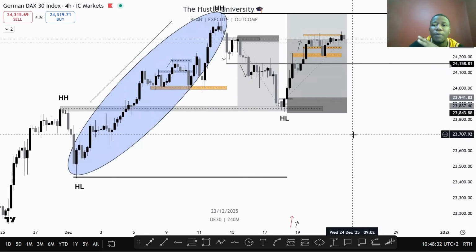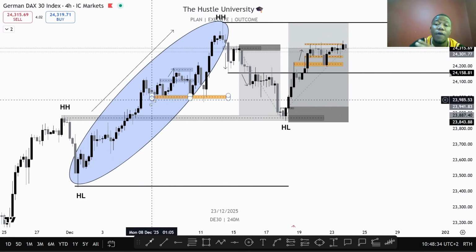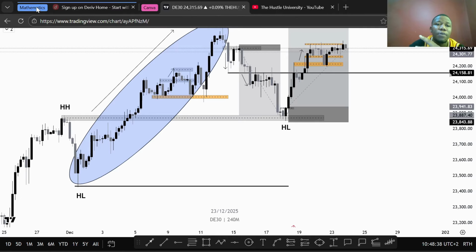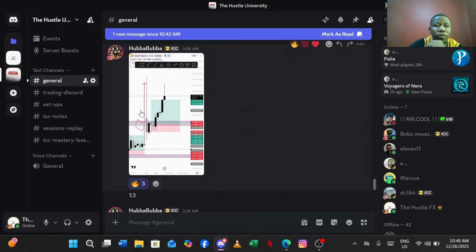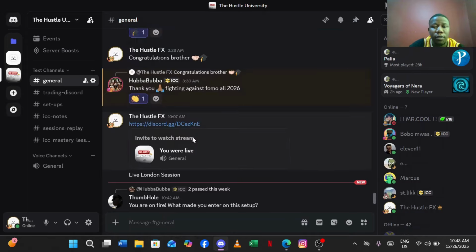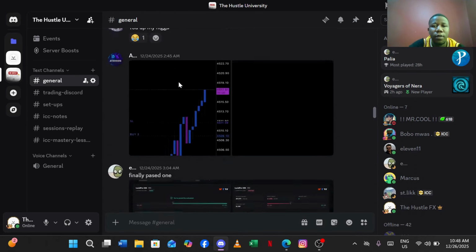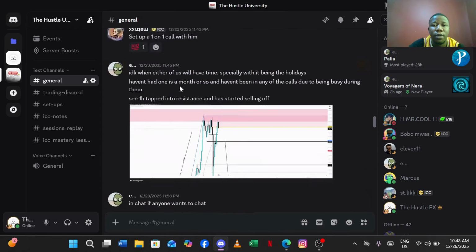So I'm going to be breaking down this trade in terms of how we were able to get into this trade and have a running profit of about 4,000 USD. We were running 4,000 USD just the other day.